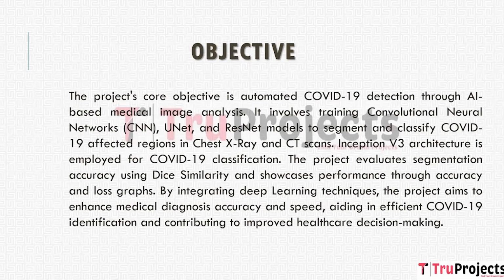Coming to objective, the primary goal of the project is to detect COVID-19 using AI-based medical picture analysis. Convolutional neural network, which are CNN, UNet and ResNet models, are trained to segment and classify COVID-19 impacted regions in chest X-ray and CT scans. COVID-19 classification is carried out by using Inception v3 architecture. The project uses dice similarity to measure segmentation accuracy and displays results via accuracy and loss graphs. The project intends to increase medical diagnosis accuracy and speed by incorporating deep learning techniques, assisting in efficient COVID-19 detection and contributing to better healthcare decision making.